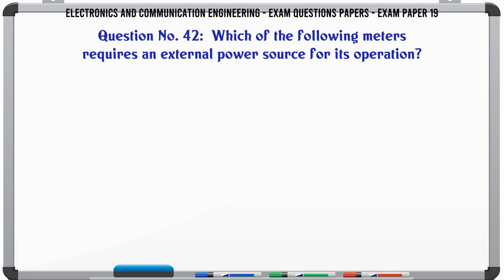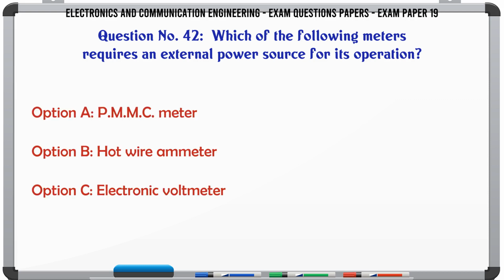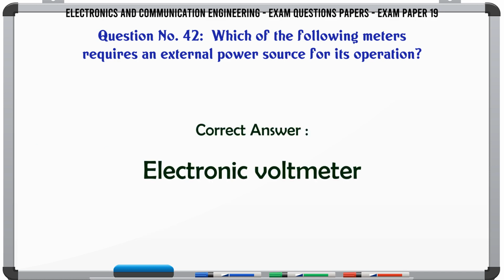Which of the following meters requires an external power source for its operation? A. PMMC meter, B. Hot wire ammeter, C. Electronic voltmeter, D. Electrodynamometer. The correct answer is electronic voltmeter.